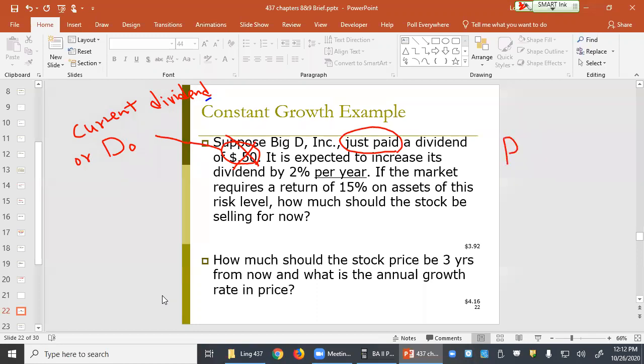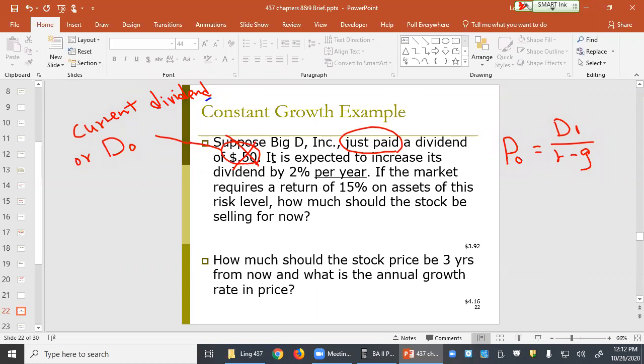need. Because remember that to solve for P0, when we have the constant growth model, we'll have to plug in D1 in the numerator. Then we discount it, or divide it, by R minus G. So D1 is not given to us directly, but we can find it pretty easily.